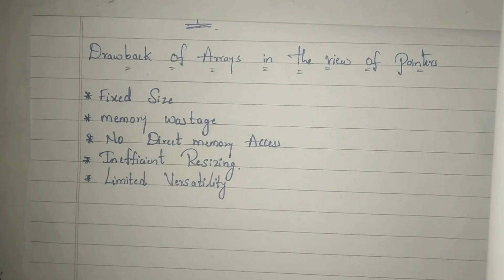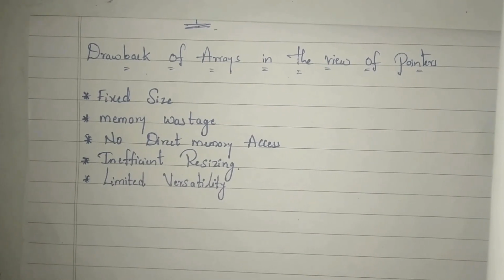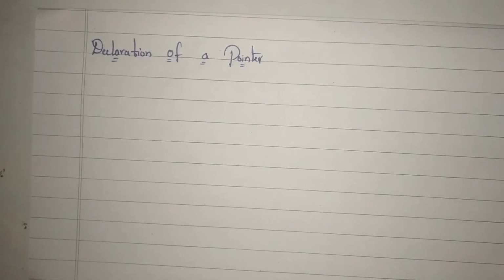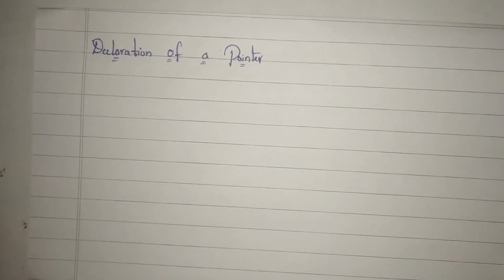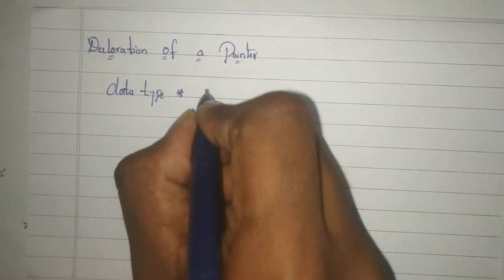Now let me see the initialization and the declaration of a pointer. Now let me see the declaration of a pointer. Let me see the general syntax for declaration of a pointer, that is data type, star, pointer variable.